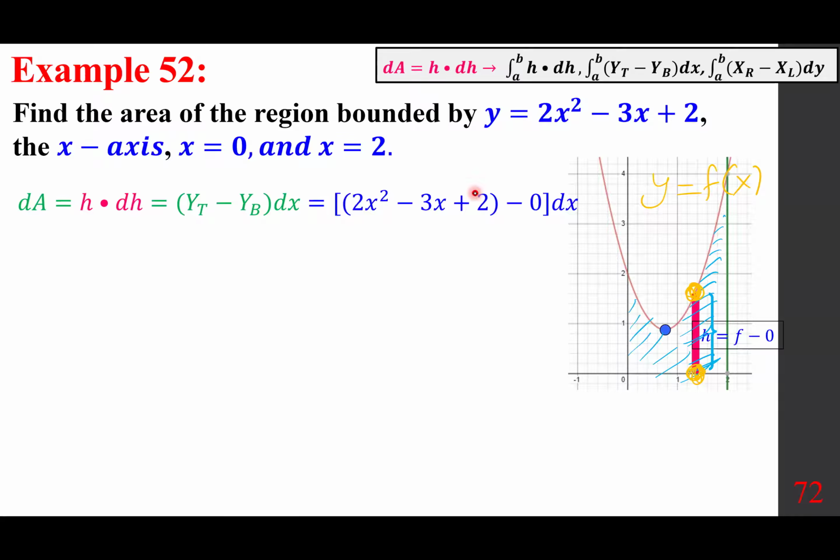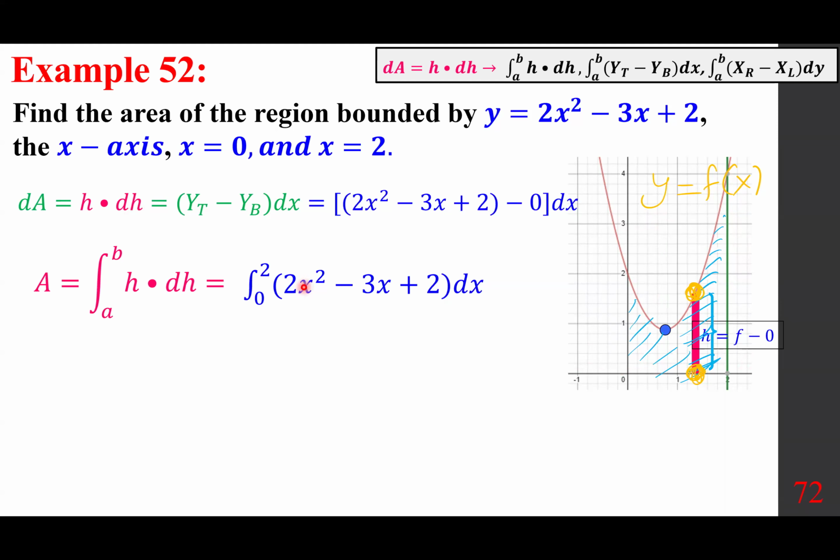So the integral of h dh becomes the integral of this one from 0 to 2. Very straightforward, everybody. The hardest part is to figure out really what is y of the top, y of the bottom, and when it's dh, are you going to go for dx or dy? Again, class, dx, this thickness is dx, and you sweep this along the x-axis.